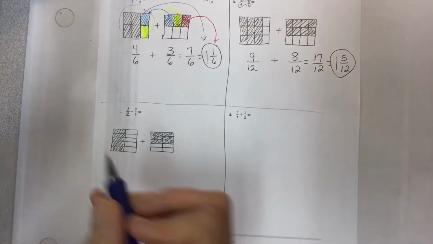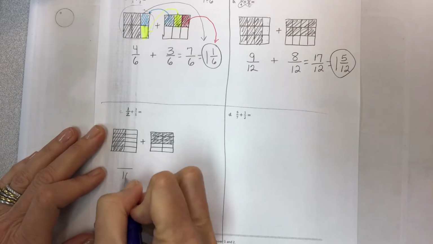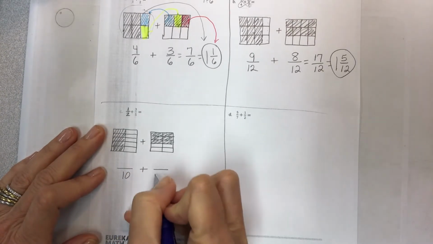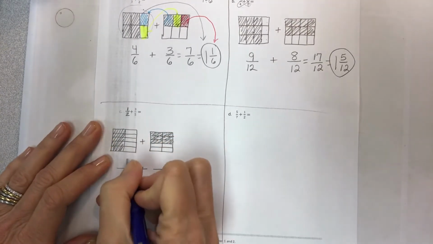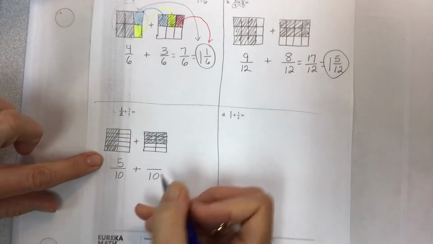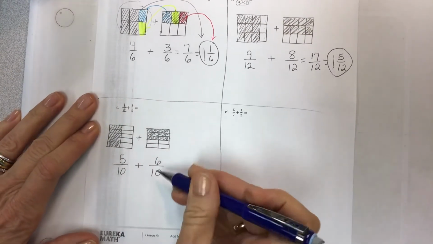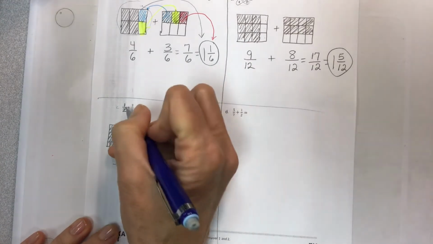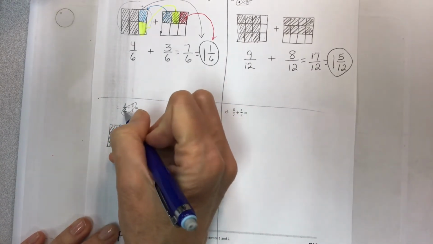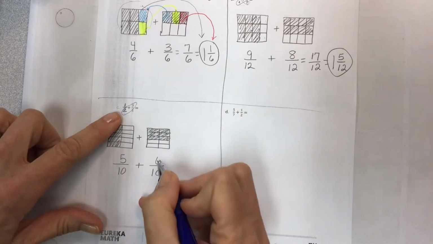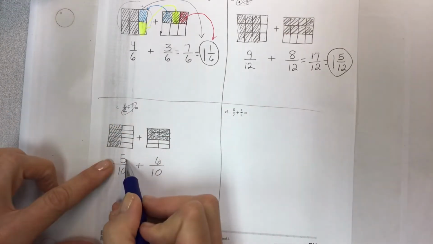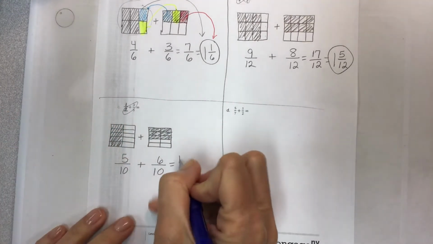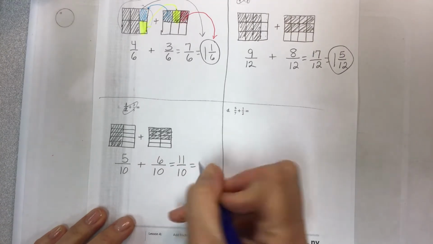Now, when you have halves and fifths combined, that makes tenths. And I have 5 tenths here, and then I have 6 tenths here. In the beginning, count them before you do this cross multiplying to double check. Yes, 2 times 3 is 6. Yes, 5 times 1 is 5. Add them together and you get 11 tenths.